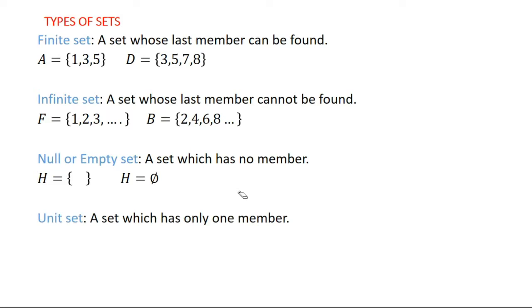Okay. We move on to another one called the unit set. A set which has only one member is called a unit set. So for example, set M has just one member, 2. Set E has just one member, 12. So both set M and set E are called unit sets.